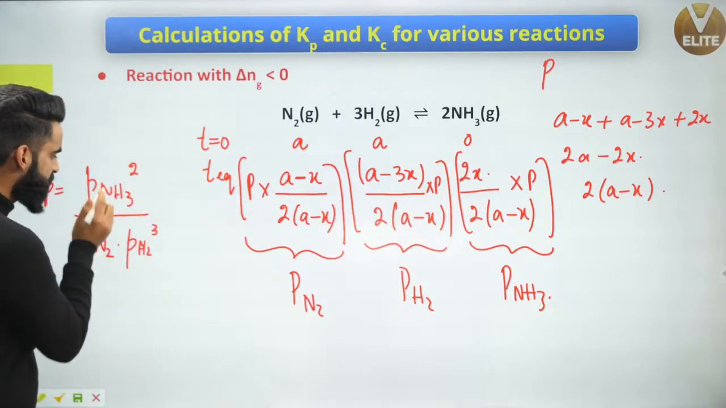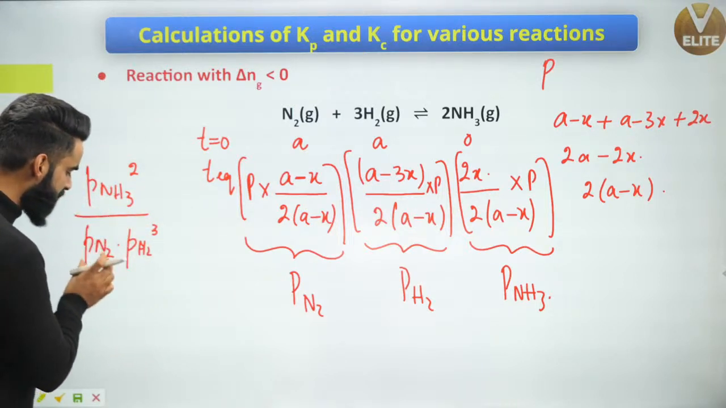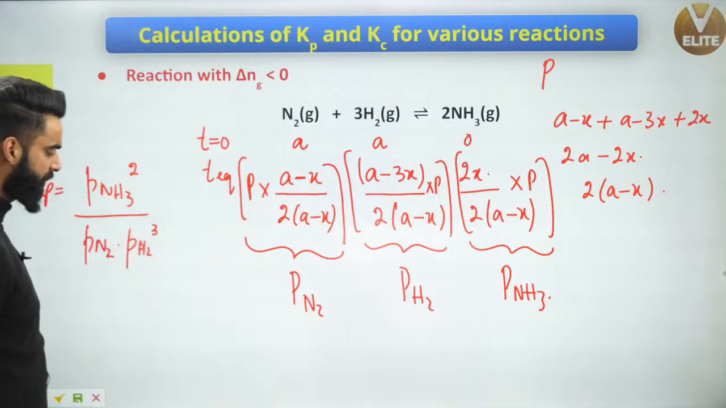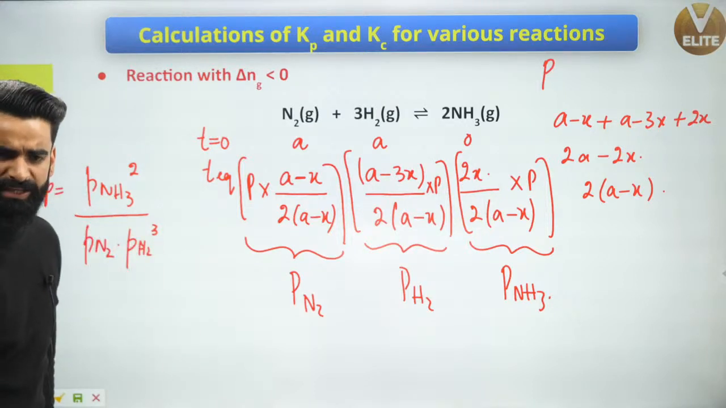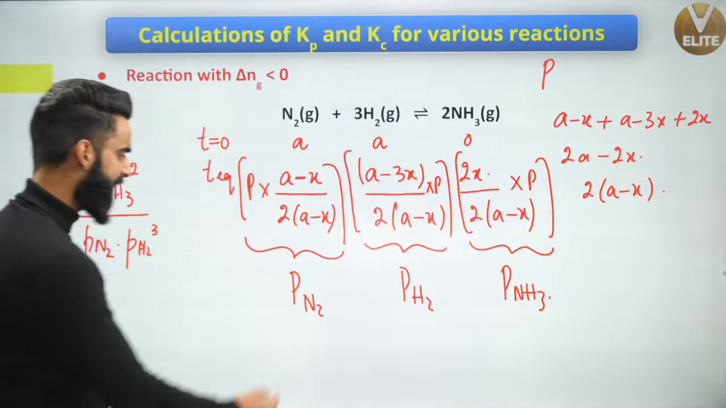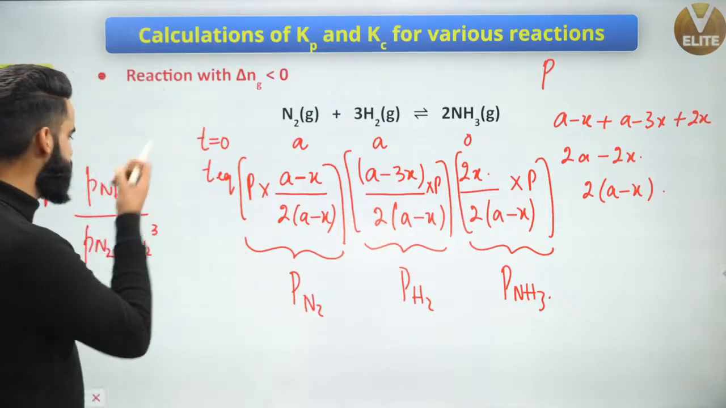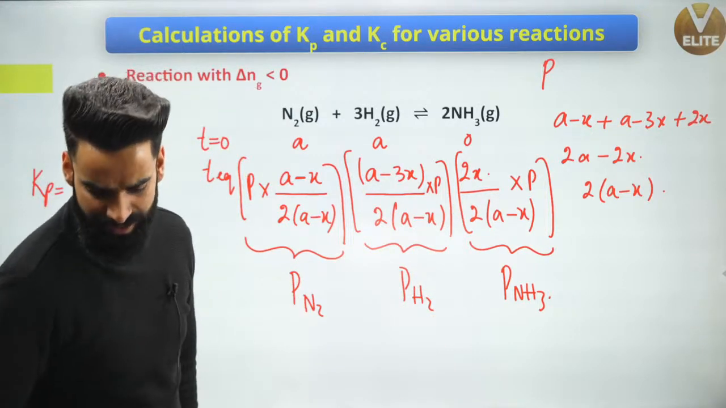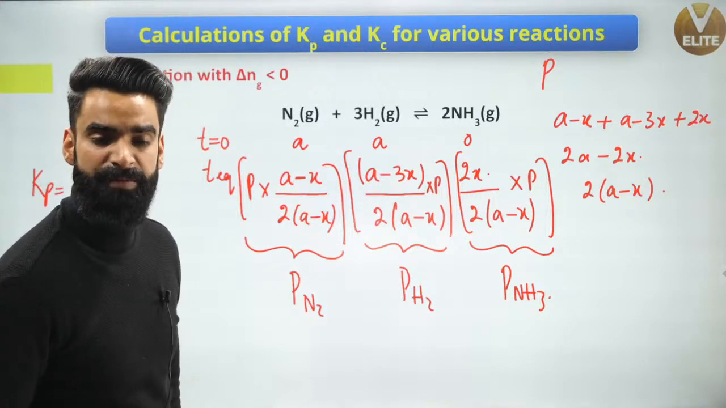This is the partial pressure of NH3 at equilibrium. This is the partial pressure of N2 at equilibrium. This is the partial pressure of H2 at equilibrium. Do I have all the values? Definitely I have all the values, right? I can put these values into this equation. Am I going to get the value of Kp for the reaction?